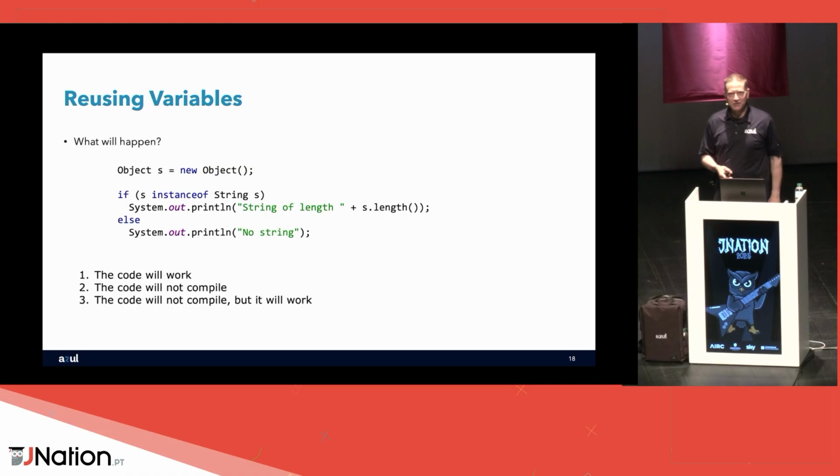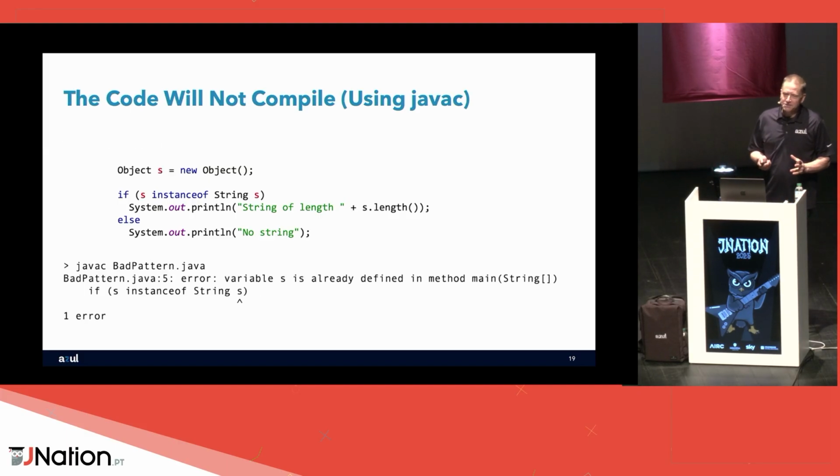Aha, right. So who's going to vote for option 1, the code will work? Okay, a few people. Who's going to vote for option 2, the code will not compile? Okay, looks like quite a lot of people. And who's going to vote for option 3, the code will not compile, but it will work? I don't see many people there. Okay, a few people on the right-hand side. Well, the answer is the code will not compile.